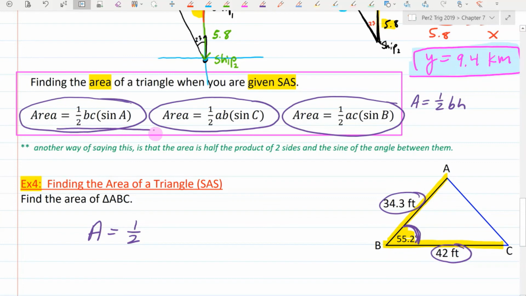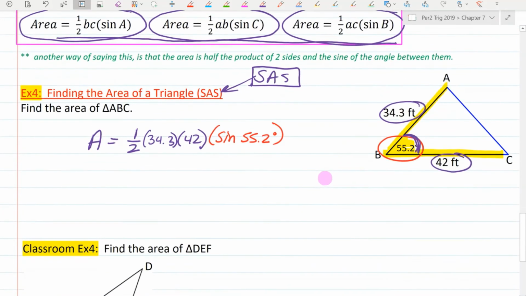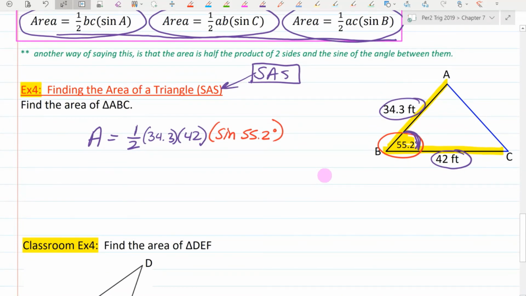I don't even care if they're called ABC, PQR, whatever it is. As long as the angle is between the sides, that's the most important thing. You have to have side, angle, side that's given. Okay? Then you multiply 1/2 times the two given sides, 34.3 and 42, and then sine of the included angle, it's called. And then if you multiply all that together, you get the area of that triangle.